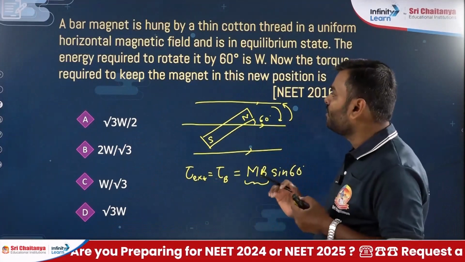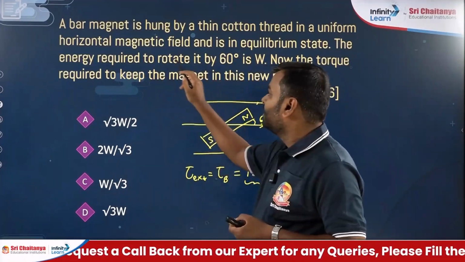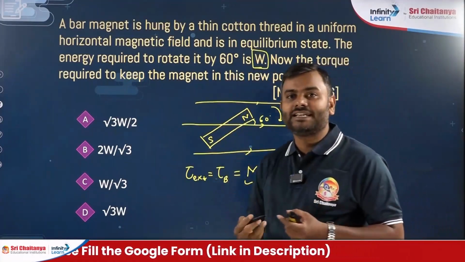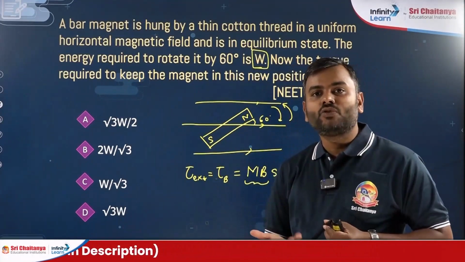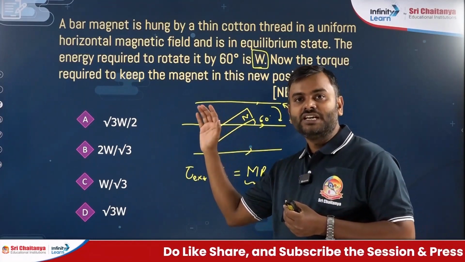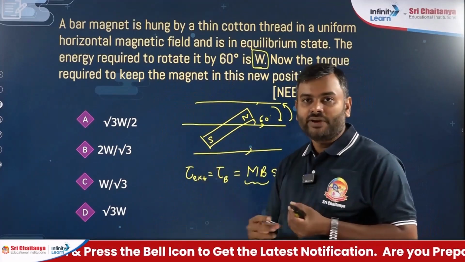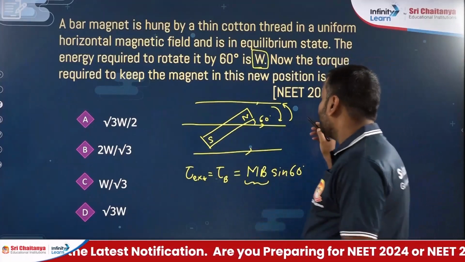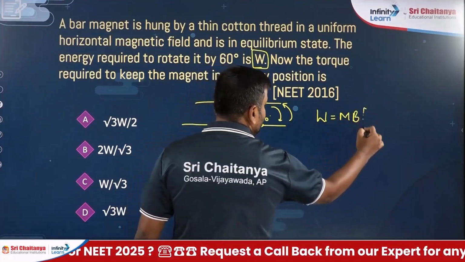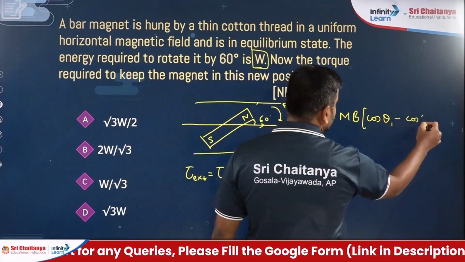They have given a very important piece of information: the energy required to rotate that magnet by 60 degrees was W. That means whatever work we have done to rotate it from its initial position, parallel to the magnetic field, to this position, is considered the energy required to rotate it. So we can use that formula again. What is that formula? W equals MB (cos theta 1 minus cos theta 2).